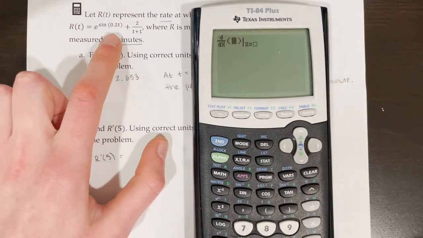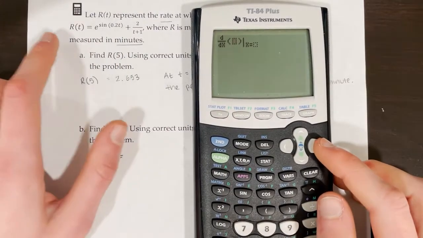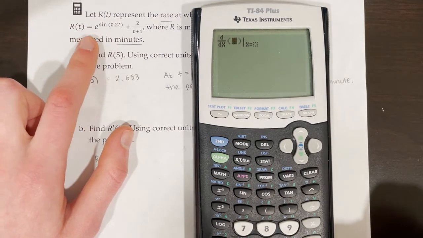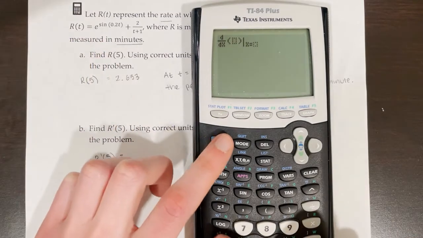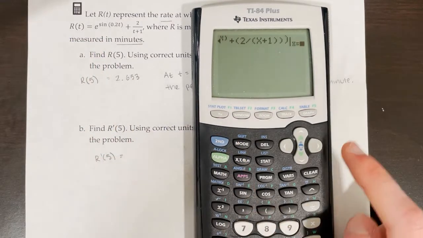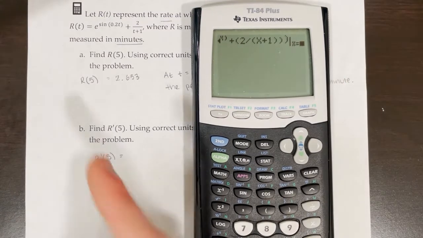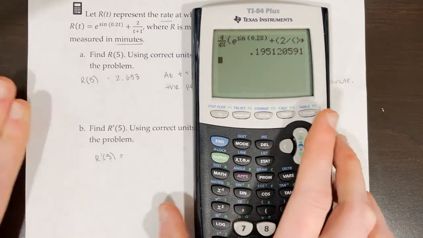You could do d dt, but I think it's easier just to do x in the calculator so that you don't have to be switching around your variables. As long as you keep it consistent, the calculator does not care whether it's x or t. Then right here, we need to input the function for R. So I will do that. And then what value of x are we trying to find R prime at? Well, we're trying to find R prime of 5. So at the end, we say x is equal to 5. And this gives us 0.195.